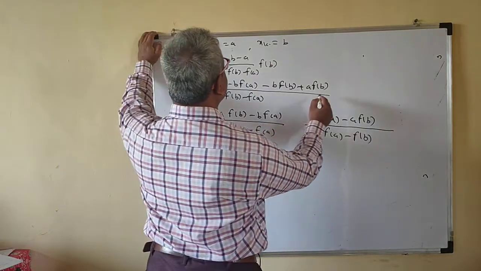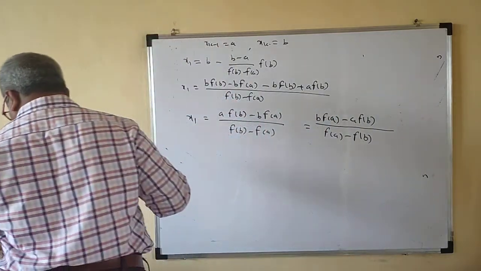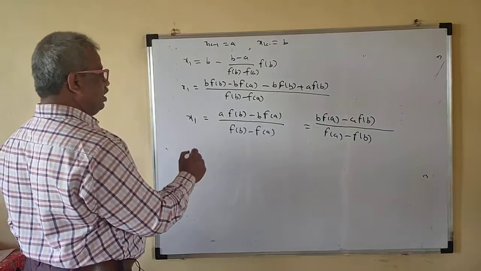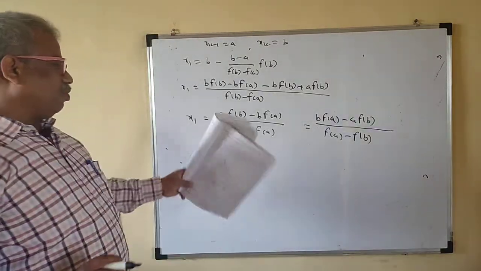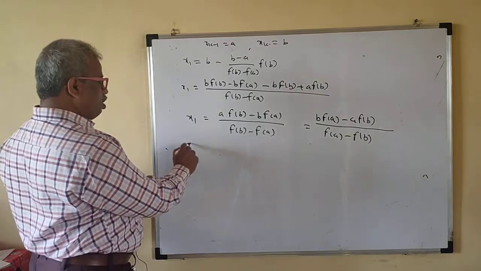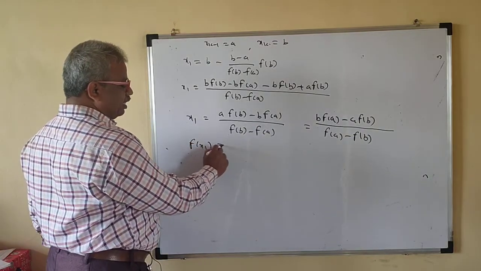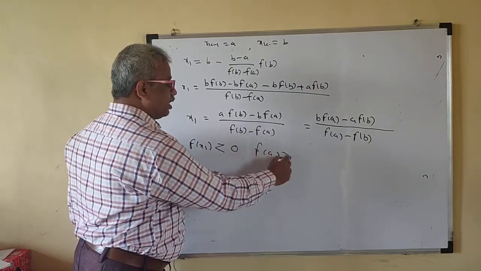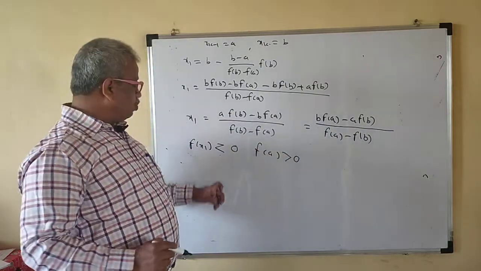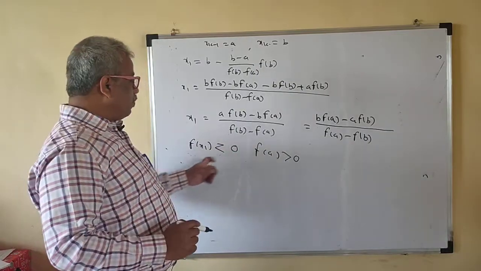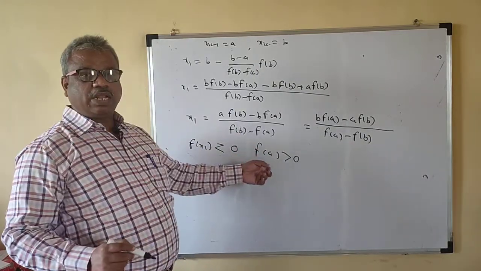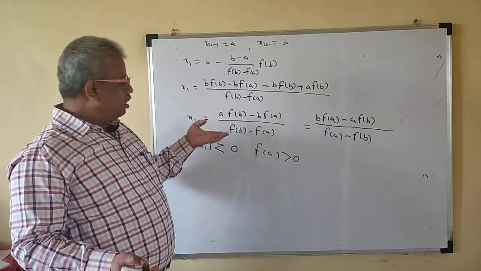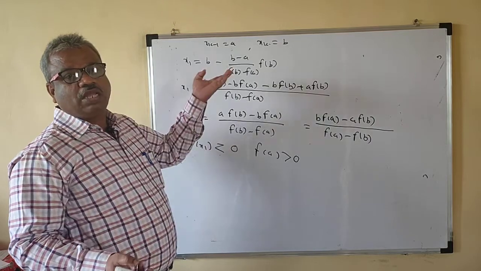So this is your formula. Suppose here you have to find f of x1. If it is less than 0, then see which will... Suppose f of a is greater than 0, or f of b is greater than 0, then root lies between x1 and a. If f of b is greater than 0, then root lies between x1 and b. If it is greater than 0, check the previous one, which one was greater than 0 and which one was less than 0.